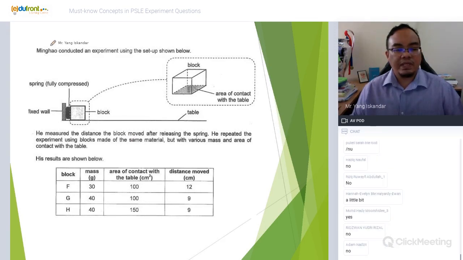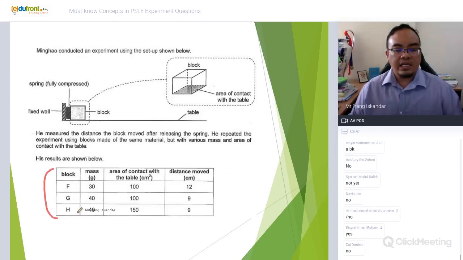So you can see here, this is a past PSLE question. Ming Hao conducted an experiment using the setup shown below. She measured the distance the block moved after releasing the spring. So he repeated the experiment using blocks made of the same material, but with various mass and area of contact with the table. His results are shown below.